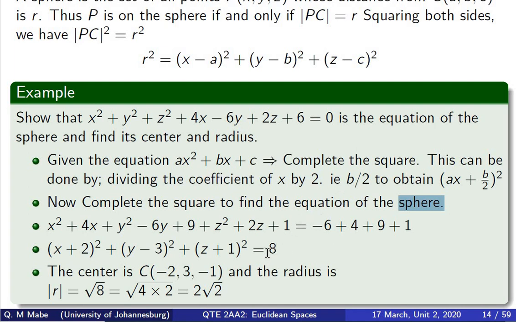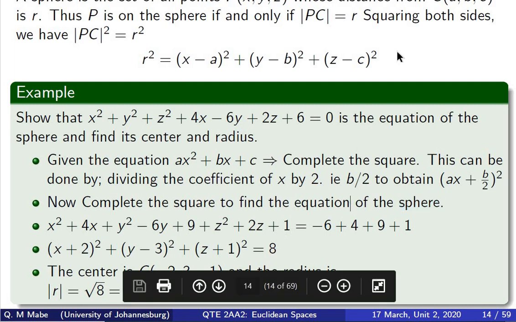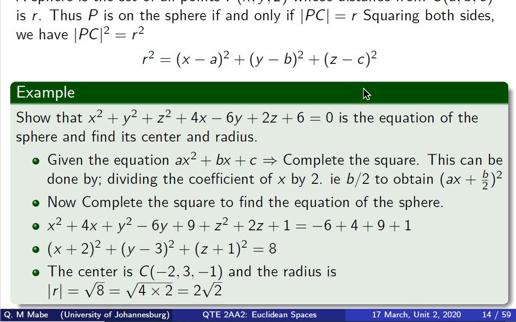If we simplify it further, it's 2 times the square root of 2. So that's our radius. So given the equation of a sphere, we were able to find its center and radius by completing the square. If this example is not clear, I have another example. I have 2 more examples in the next slide.